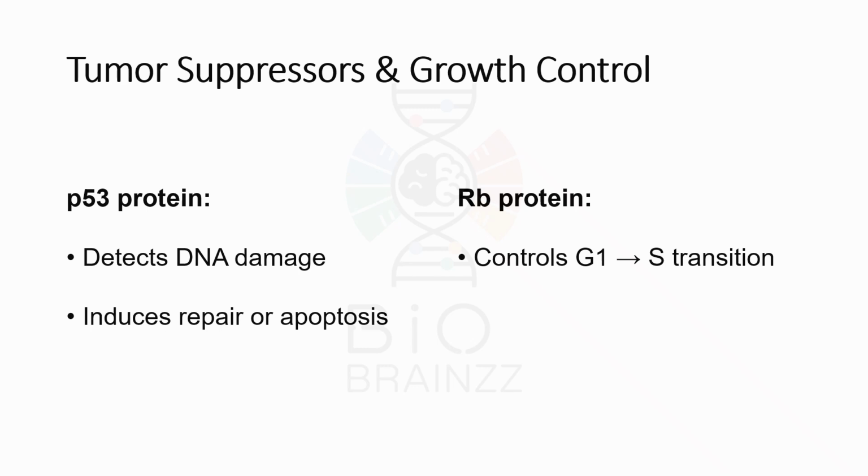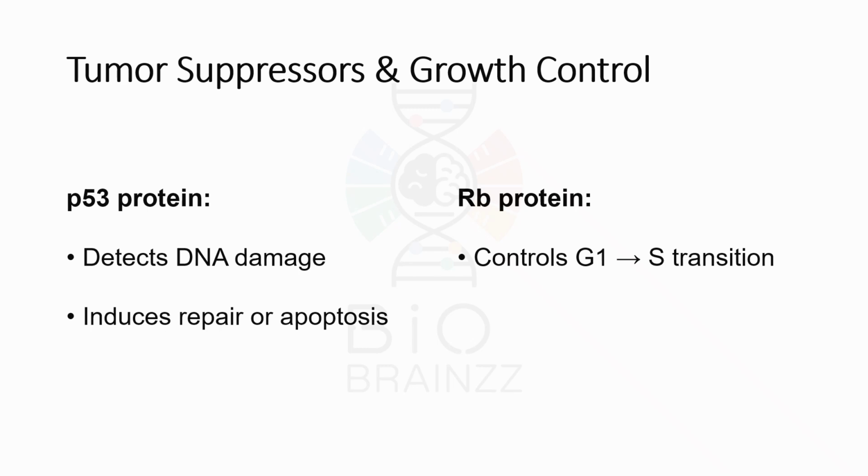Tumor suppressors and growth control. Now let us talk about growth control proteins, especially tumor suppressors. These proteins prevent uncontrolled cell division. Two very important ones are p53 and RB protein. And questions from these are very common in exams.